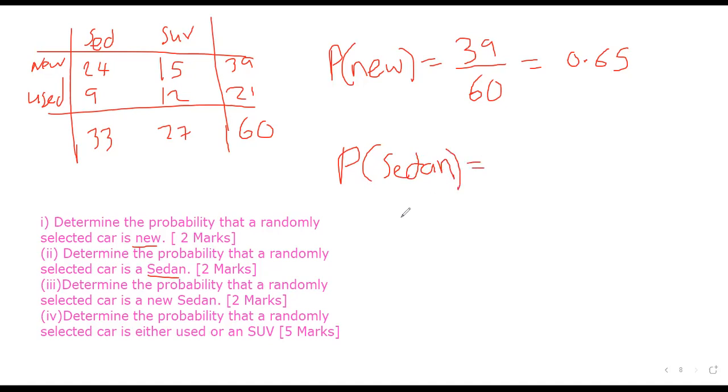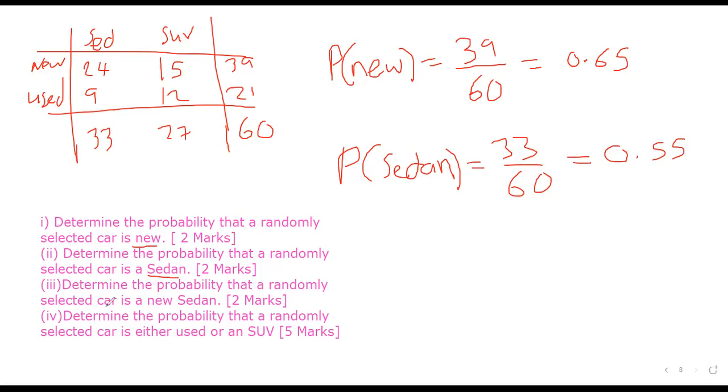33 over 60. The total for the sedan, which is 33 over 60, which is what? Zero point what? 0.55. All right.